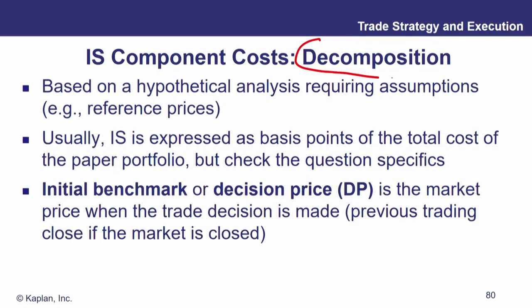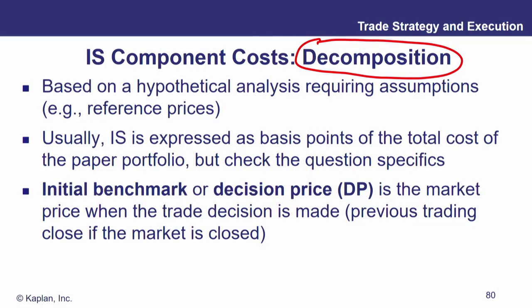Okay, so let's get into now the interesting part. We figured out what the implementation shortfall was, but okay, that's great. Well, why? Why did that happen, and what can I do about it? Well, that's where this decomposition comes in. Okay, so again, remember, it's based on that hypothetical analysis, that paper portfolio. And again, usually implementation shortfall is expressed as basis points, but check the question. Again, don't lose easy points. If they want basis points, give them the answer in basis points.